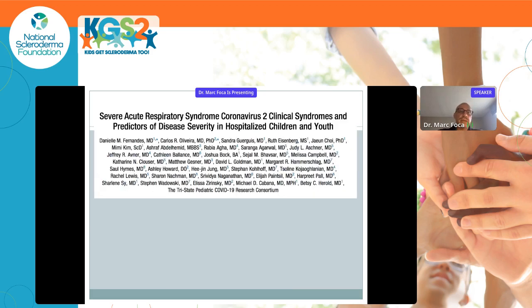So I'm going to go over a little data now, just general data for hospitalized children with COVID-19. And this was something called the Tri-State Consortium, which was put together by my boss, Betsy Harold, at Montefiore. It looked at patients from Connecticut, New Jersey, and New York who had COVID-19 and were admitted. And this was early. This was in the pre-vaccine portion of the pandemic, so before the winter of 2020.